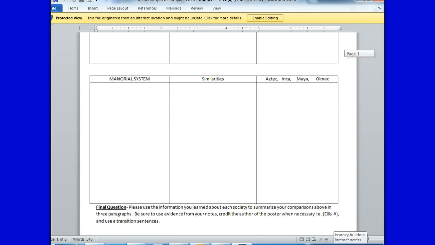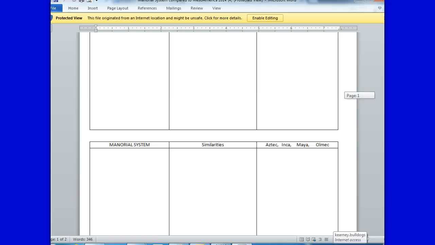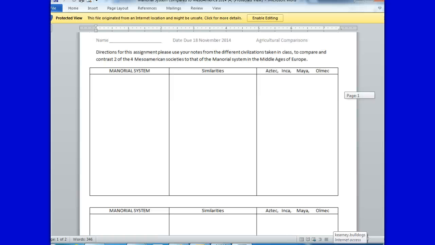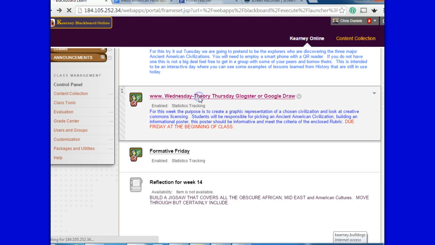Then you're going to take the manorial system, or you can take your poster, and compare it to someone else. So if you're an Aztec, you might compare it to the Mayas and see how there are a lot of similarities between those two. Since this is my poster, it's the example, and the manorial system would be mine compared to someone else's. So essentially you're going to make 2 comparisons between 3 different places: Europe, yours, and someone else's. You can find all of those under the Wednesday submissions.